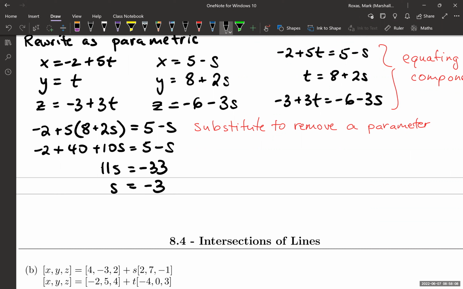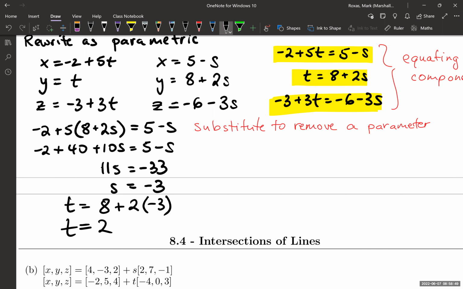Now I only created that value of s from using the x and y component. So you're gonna have to do this again. You gotta take that s and plug it back in to find t, and I can use a second equation for that. But whatever s and t you come up with has to also work for the third equation, right? You can't just work with two equations in isolation. It has to work for all three. So I'm gonna just find t really quick here. So t equals 8 plus 2 times negative 3, and that's equal to positive 2.